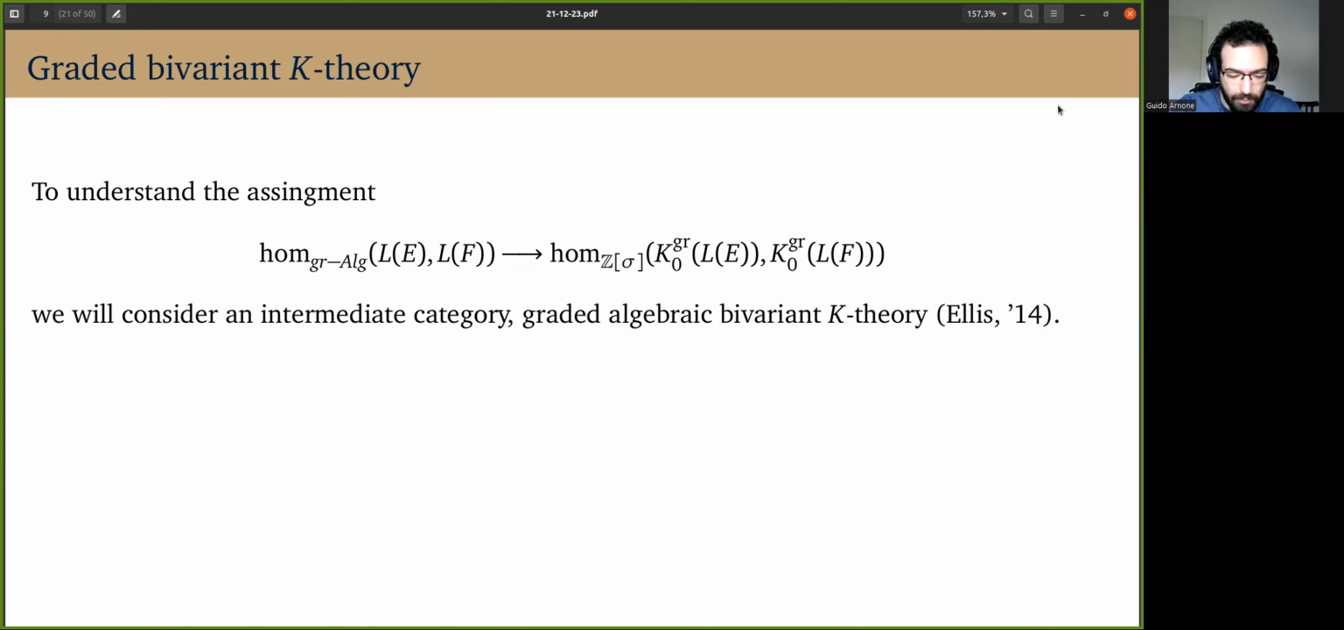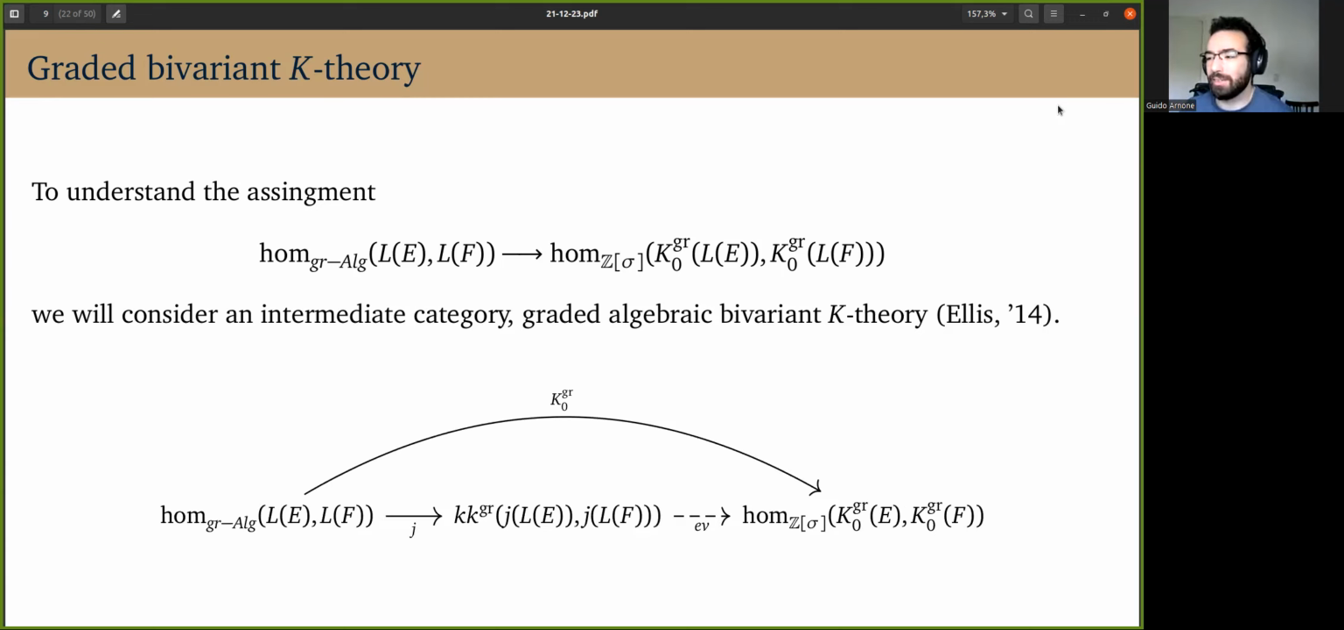And so the idea or the proposition is to consider an intermediate category, something that sits between algebras and groups and that factors graded K-theory. So I will say what this is in a second, but the diagram should look more or less like this. We have an assignment from algebras to groups, which is graded K-theory, the graded Grothendieck group. This is now the curved arrow. And we want to pass between an intermediate category, a category in which we maybe gain some more flexibility.